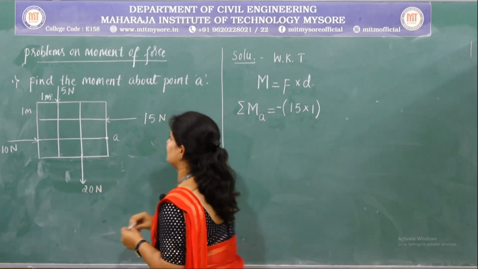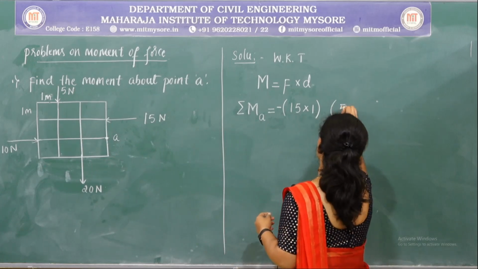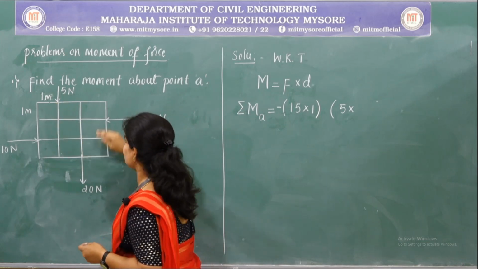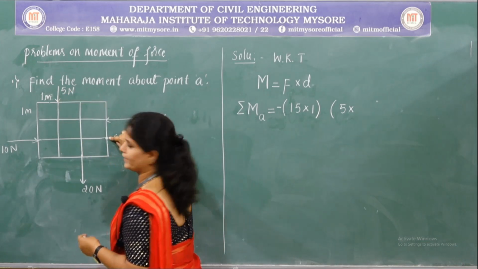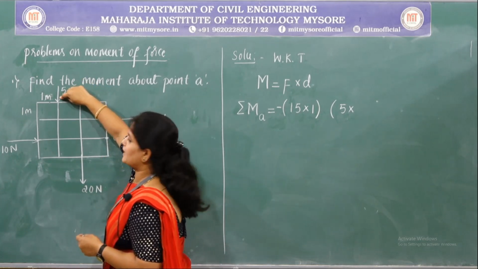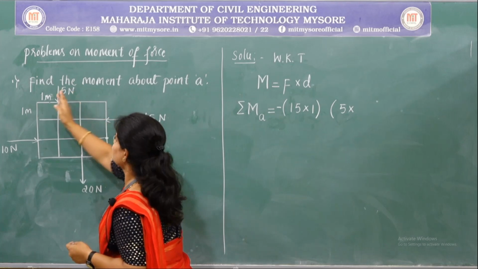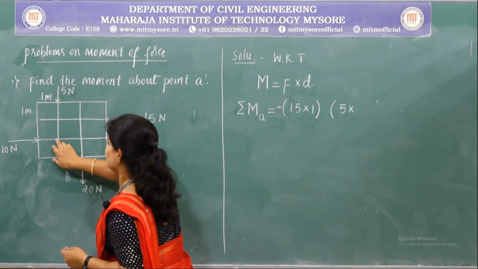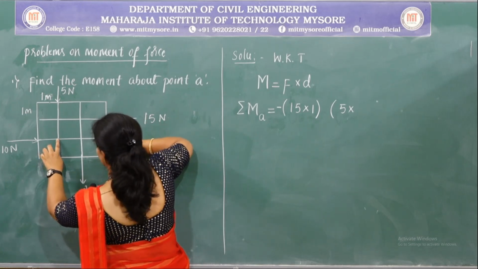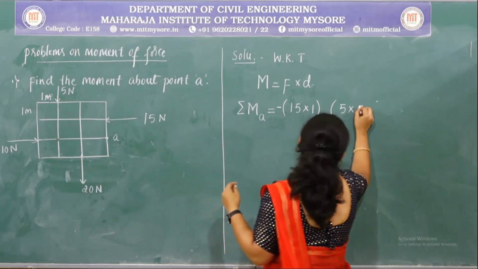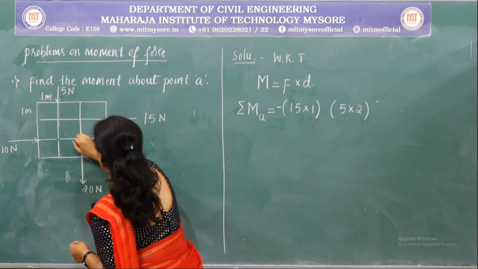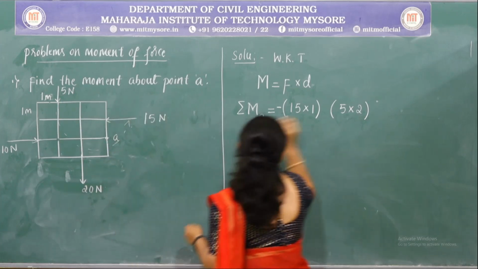Now let us consider a 5 Newton force and multiplied by the perpendicular distance between the force and the point. Here apply the concept of principle of transmissibility. Here is the force. If it is taken here it is 5 Newton multiplied by the perpendicular distance is this. So that is 2 meter and the direction is anti-clockwise.